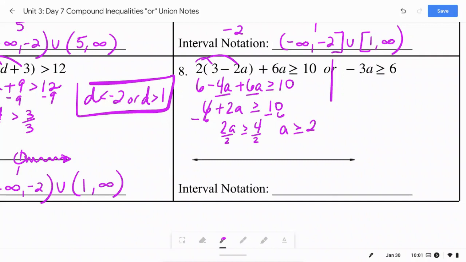For the second inequality, we're going to divide by -3. So again, don't forget, you're going to flip the sign here since we're dividing by a negative. So it would be a is less than or equal to -2.